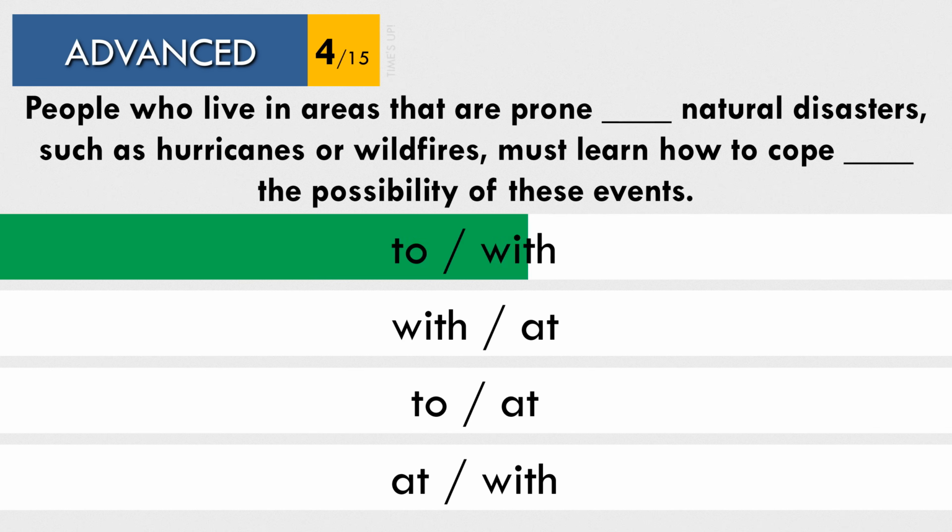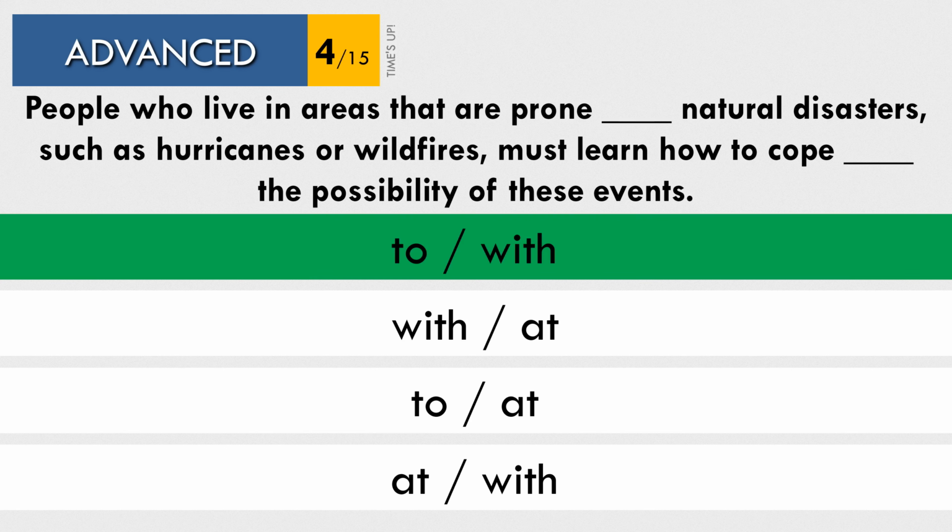The correct answer, to and with. People who live in areas that are prone to natural disasters, such as hurricanes or wildfires, must learn how to cope with the possibility of these events. Question 5.